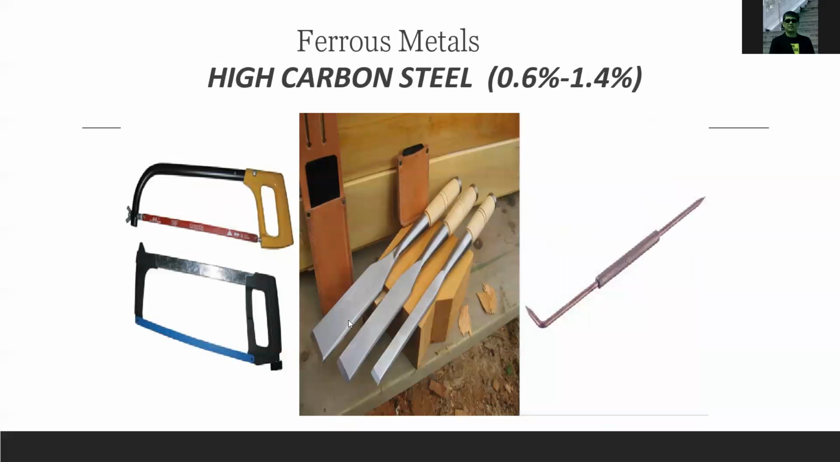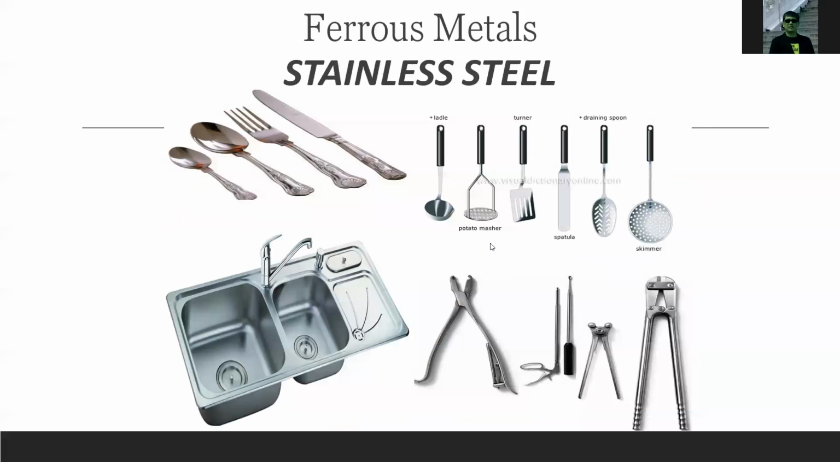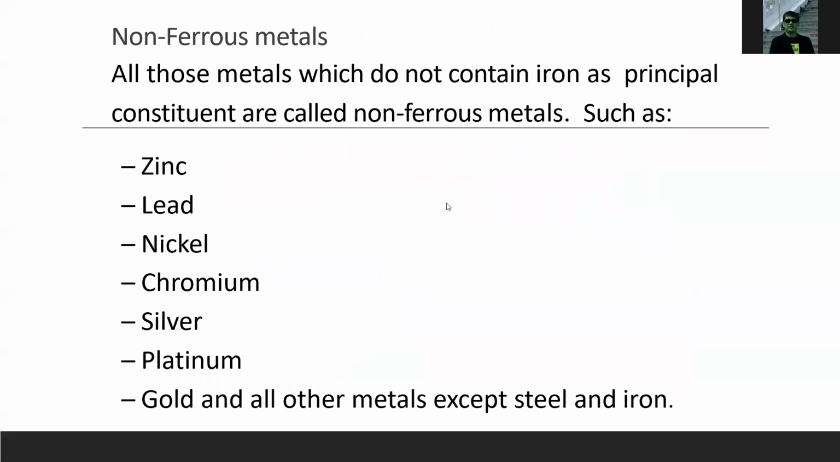High carbon steel is now used for cutting tools, for saws and chisels, or for punching. This is a punching tool. So we also have the ferrous metal which is stainless steel. These are metals that are used for kitchen sinks, stainless steel for cooking equipment and utensils.